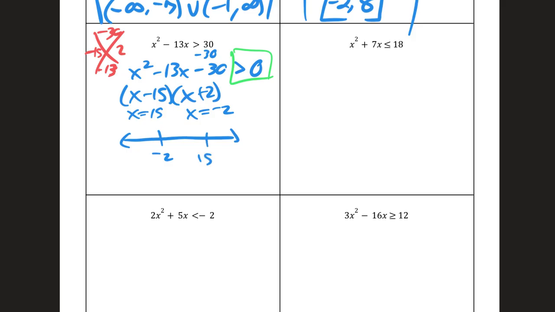So if I do my sign chart, I'll pick any number less than negative 2. So negative 3, plug it in. Negative 3 minus 15 is negative. Negative 3 plus 2 is also negative, so that interval ends up being positive. And then we can alternate.